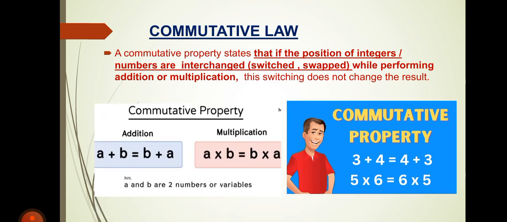So the generalization is a plus b is equal to b plus a for addition and a times b is equal to b times a for multiplication, where a and b are 2 numbers or 2 variables.